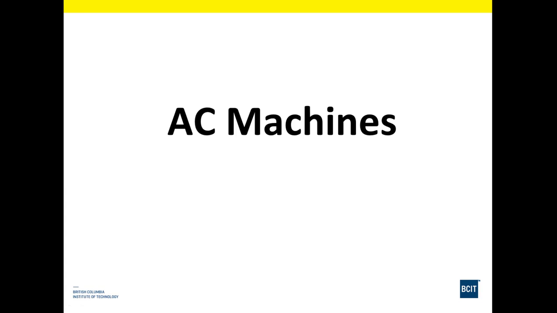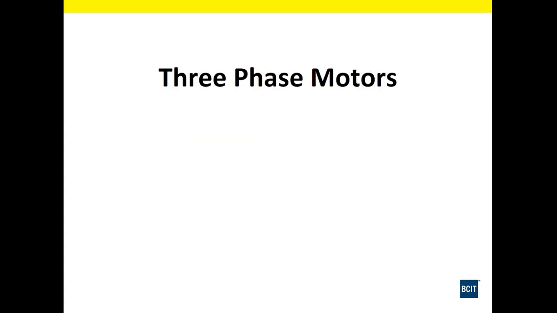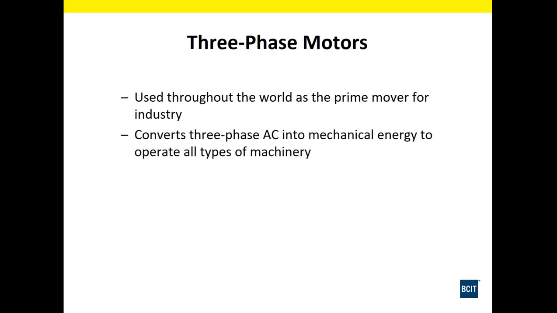Our subject for the next little while is going to be AC machines. AC machines are divided into three categories: three-phase motors, single-phase motors, and AC alternators. First, let's look at three-phase motors. Three-phase motors are used throughout the world as a prime mover for industry. They convert three-phase AC into mechanical energy to operate all types of machinery.